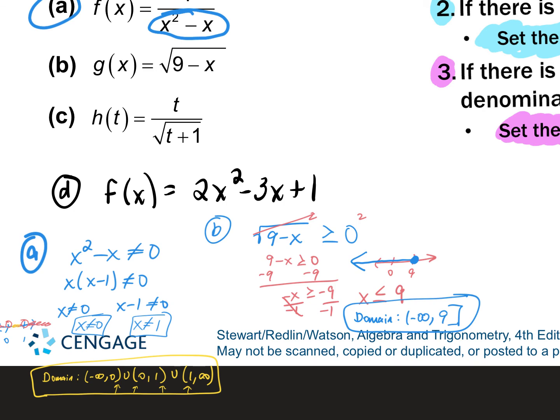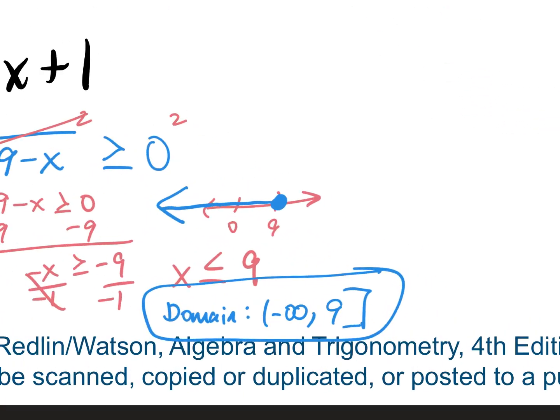Okay, we're good. Plug in 9 itself. What's 9 minus 9? 0. Square root of 0 is 0. Okay, we're good. Plug in something to the right where I didn't shade. Plug in 12. What's 9 minus 12? Negative 3. What's the square root of negative 3? It's got an imaginary in it. So it should not be in our graph, which it's not.